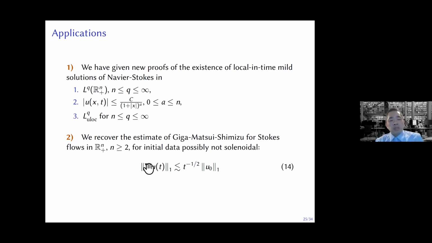And the second thing is we recover this estimate for gradient u. This was done by Giga, Matsui, and Shimizu. And the initial data does not need to be solenoidal. This is tricky because I think resolvent estimate does not work in L1. So resolvent estimate does not work in L1, so one needs to be careful. But this is true for gradient estimate.